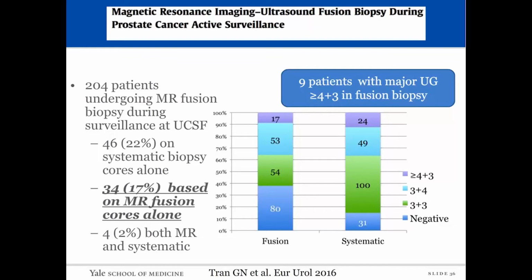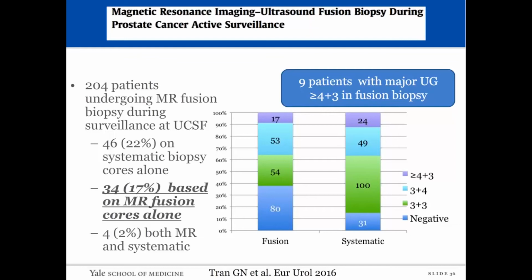Now keep in mind, the only way you get an MRI fusion biopsy is if you have an MR apparent lesion. So this does not include patients who have low suspicion MRIs, but patients who have something deemed above a threshold, and we use the PIRADS score, patients who have a PIRADS 3 or higher score. So the inclusion of MRI-directed cores resulted in upgrade in 17% of patients, 22% on systematic biopsy alone, and 2% on both MR and systematic biopsy.